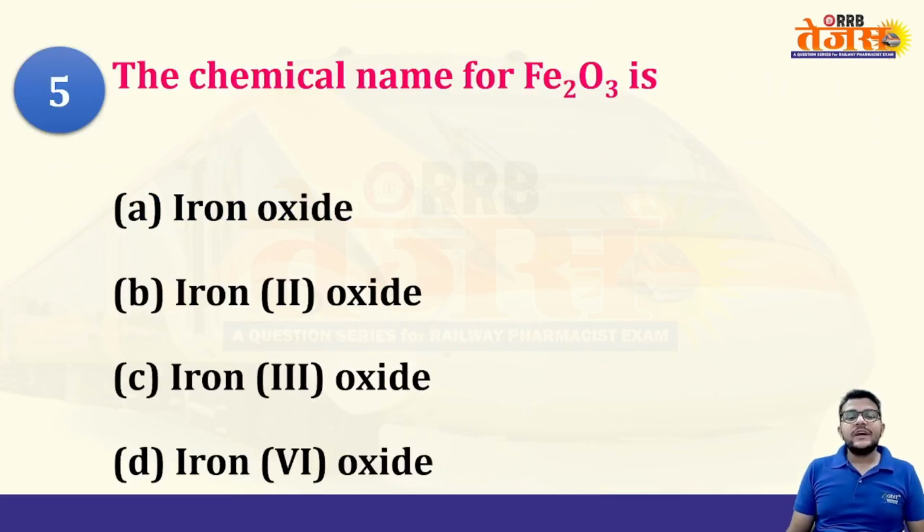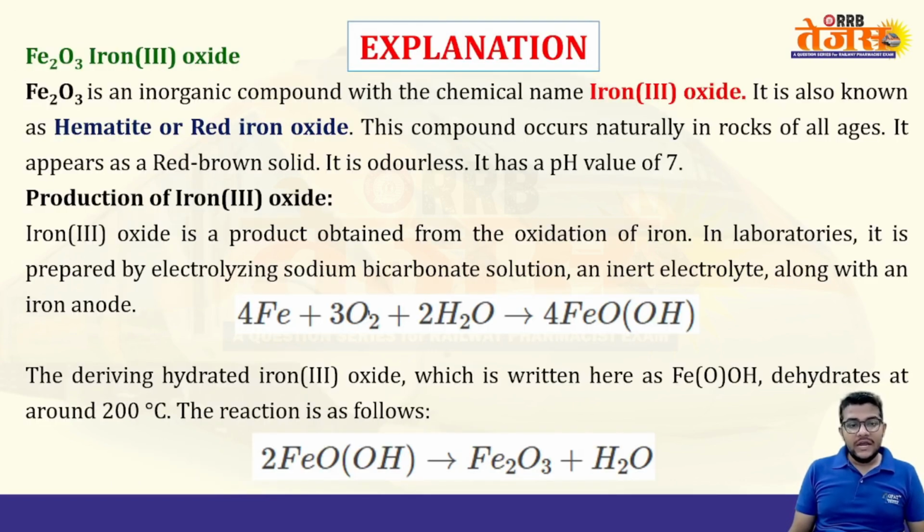Got it? Next you have the chemical name of Fe2O3. Fe2O3 is iron oxide, chemically iron trioxide, also known as red iron oxide and hematite. These compounds occur naturally in rock of all ages, and it appears as a red-brown solid. The odor of iron oxide is odorless, and its pH is around 7.